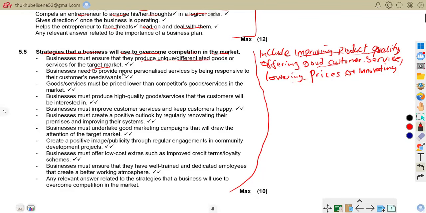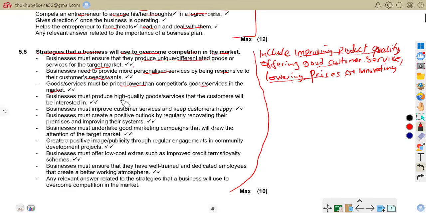It further says business needs to provide more personalized service by being responsive to their customers' needs. So we need to have personal service. Take care of your customers. Respond to their needs. Attend to their needs. It means you're going to satisfy their needs, and they will be happy and they will remain with that business. They will always come again. Goods or services must be priced lower than competitors or goods or services in the market. Like I've said, when we're talking about lowering prices.